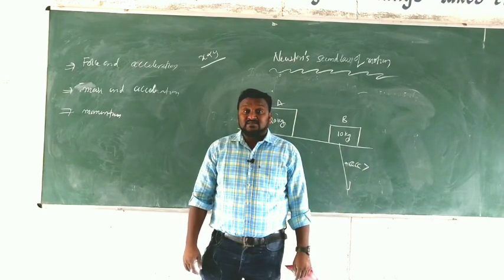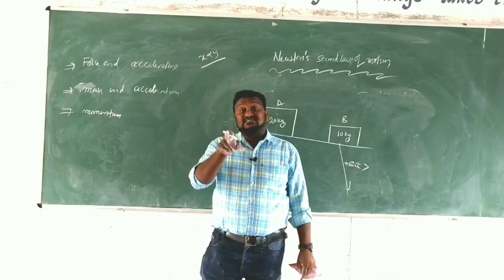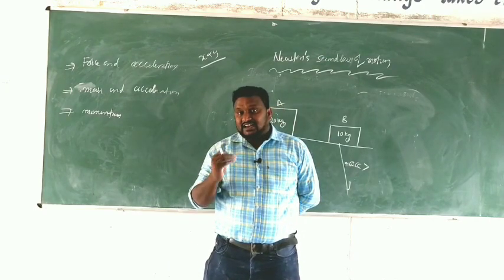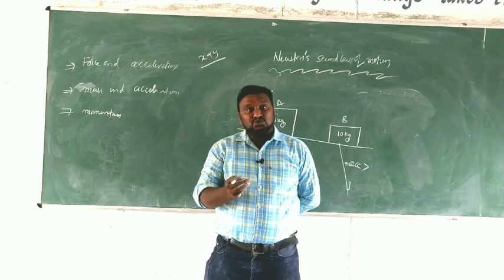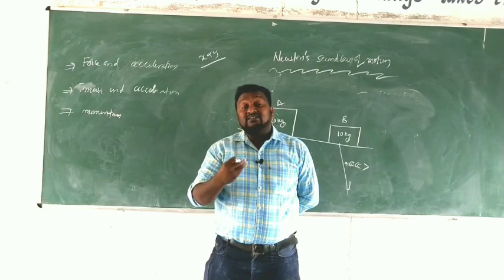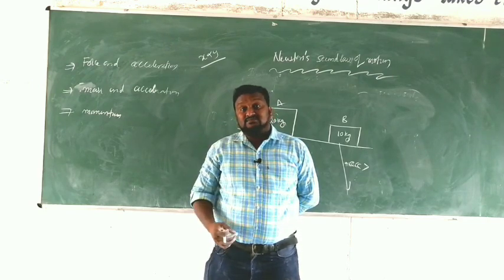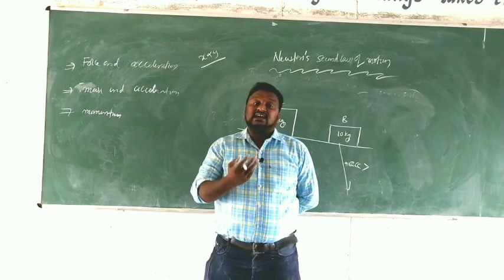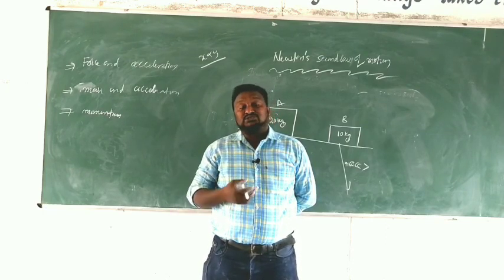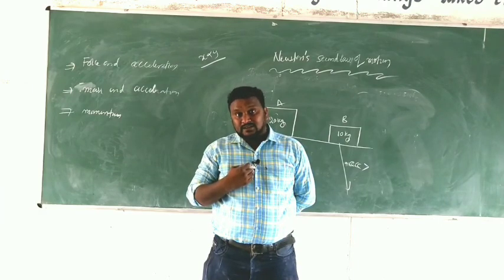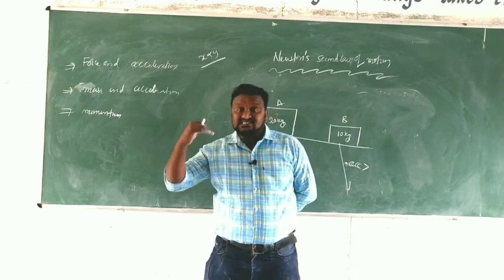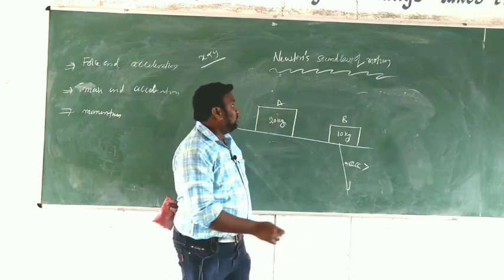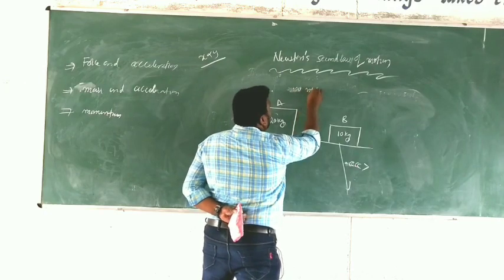When the applied force is the same, for two bodies with unequal masses, the body with lesser mass moves with more acceleration, and the body with more mass moves with lesser acceleration. That means acceleration and mass are inversely proportional. Clear? If you raise the mass, acceleration decreases. So mass and acceleration are inversely proportional.